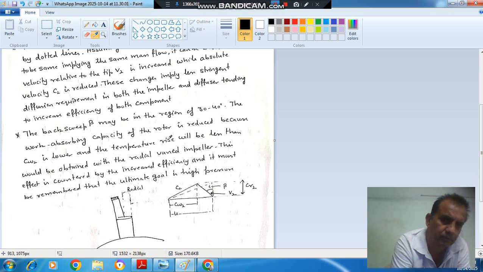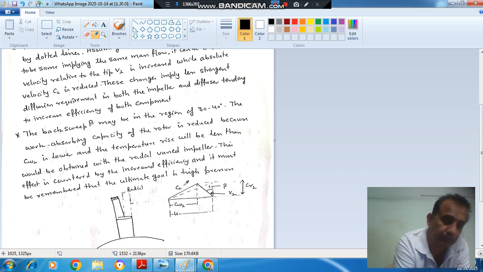The work absorbing capacity of the rotor is reduced, because now the work input is CW2 into U, and CW2 is less than U. But when we consider radial vane, CW2 is equal to U. So work absorbing capacity is reduced because CW2 is lower. As work absorbed increases the temperature, the temperature rise will also be reduced. So temperature rise will be less than would be obtained with the radial vane.